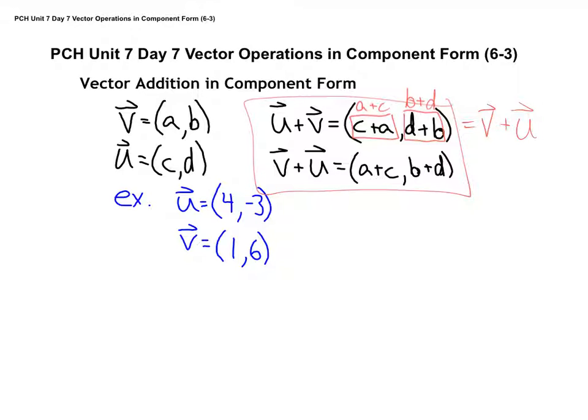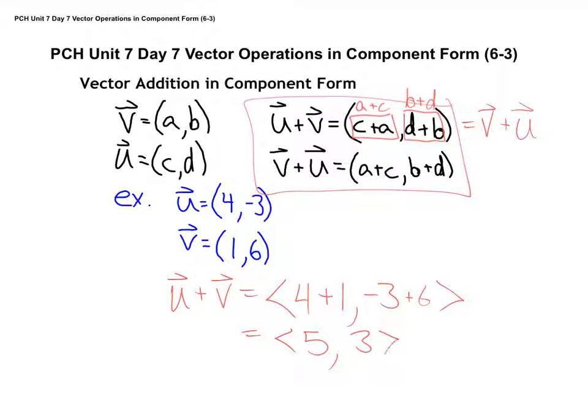All right, so let's actually do this once here. We've got vector u and vector v. If I wanted to do u plus v, I'm simply going to take the horizontal components, 4 and 1, and add them together. And then I take the vertical components, 3 plus 6, and I add those together, so I get 5, 3 as the vector.